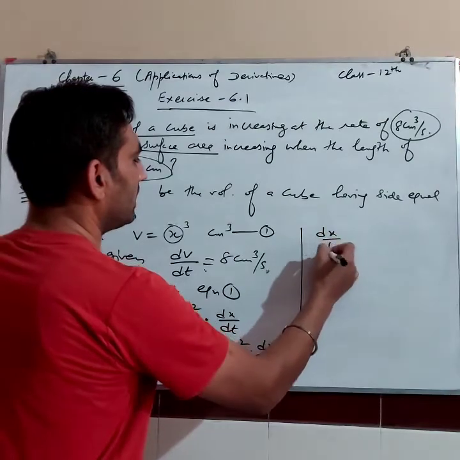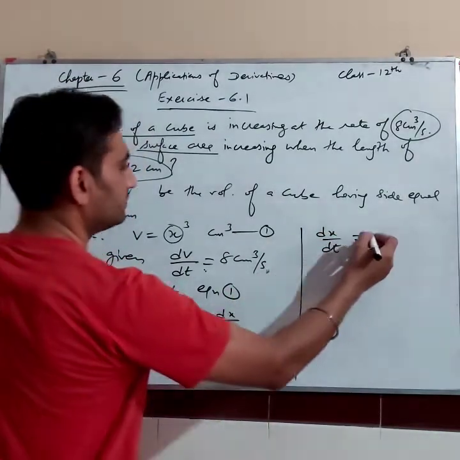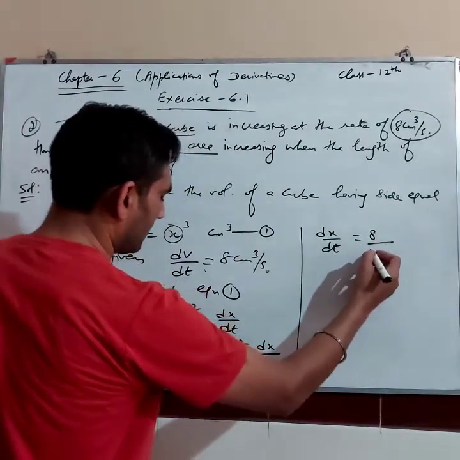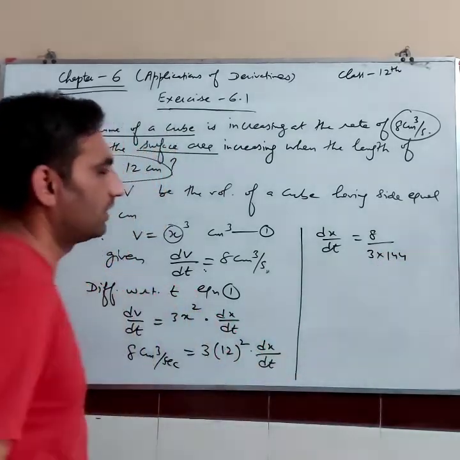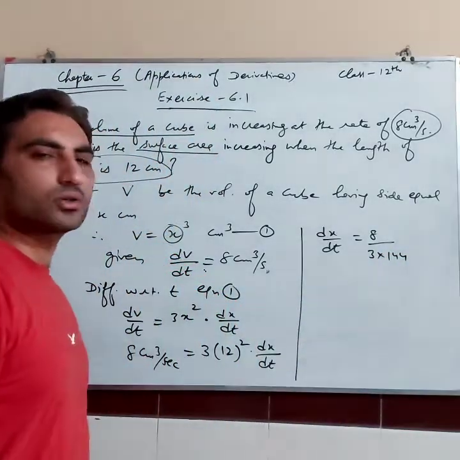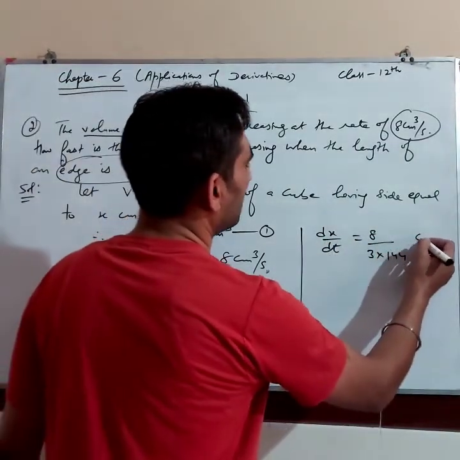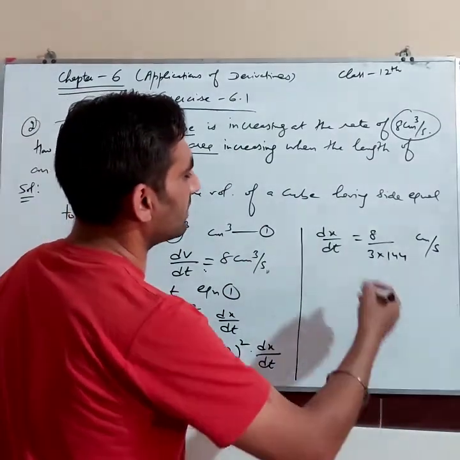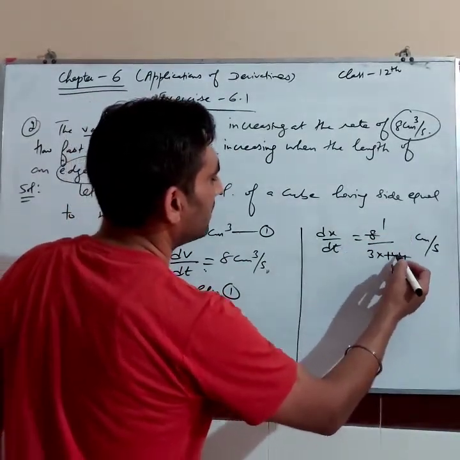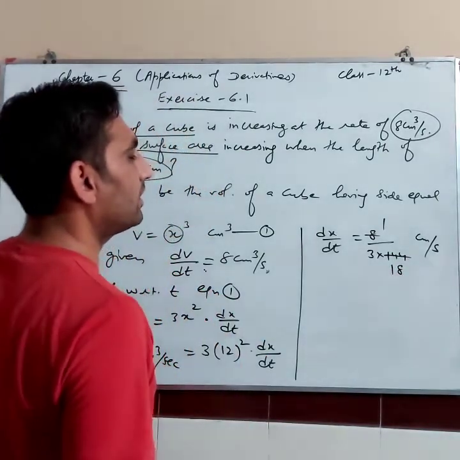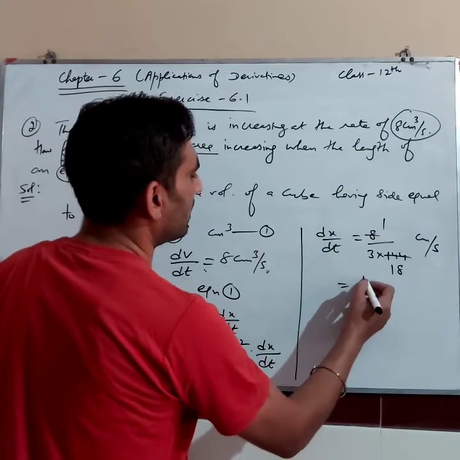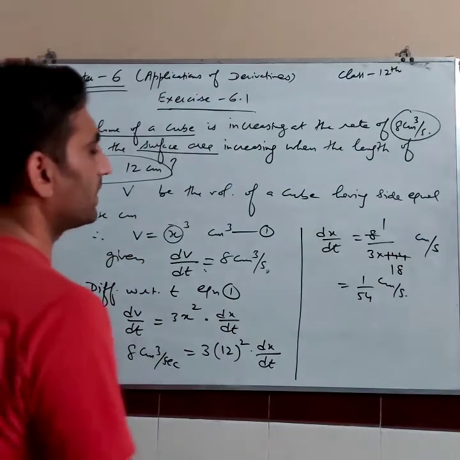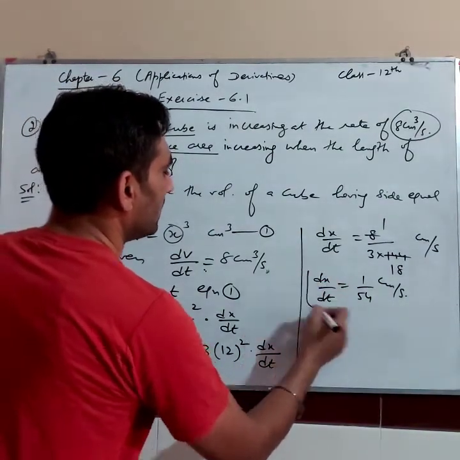So dx over dt will be 8 into, what about this? It will go in the denominator. So I am writing it 3 into 12 square 144. This is the value dx over dt, which is x in centimeter, t in second. So it is centimeter per second. Now if it is possible to cancel, we will cancel. 8 into 1 8, 1 8, 6 left. 8 will give 64. So it is 1 over 54 centimeter per second. This is dx over dt. It is useful in our next calculation.